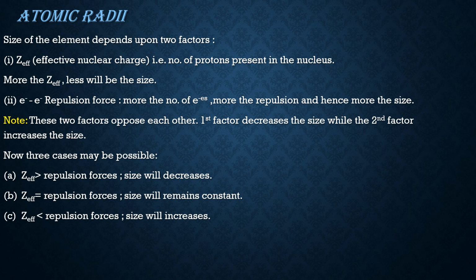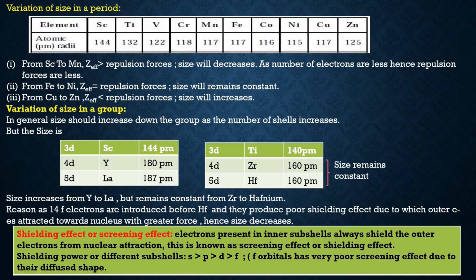And the third case is that the repulsion forces are greater than Z effective. It happens when the outer shells are nearly filled, that is, by the end of the series. And in this case the size will increase. So let us start the variation of size in a period.